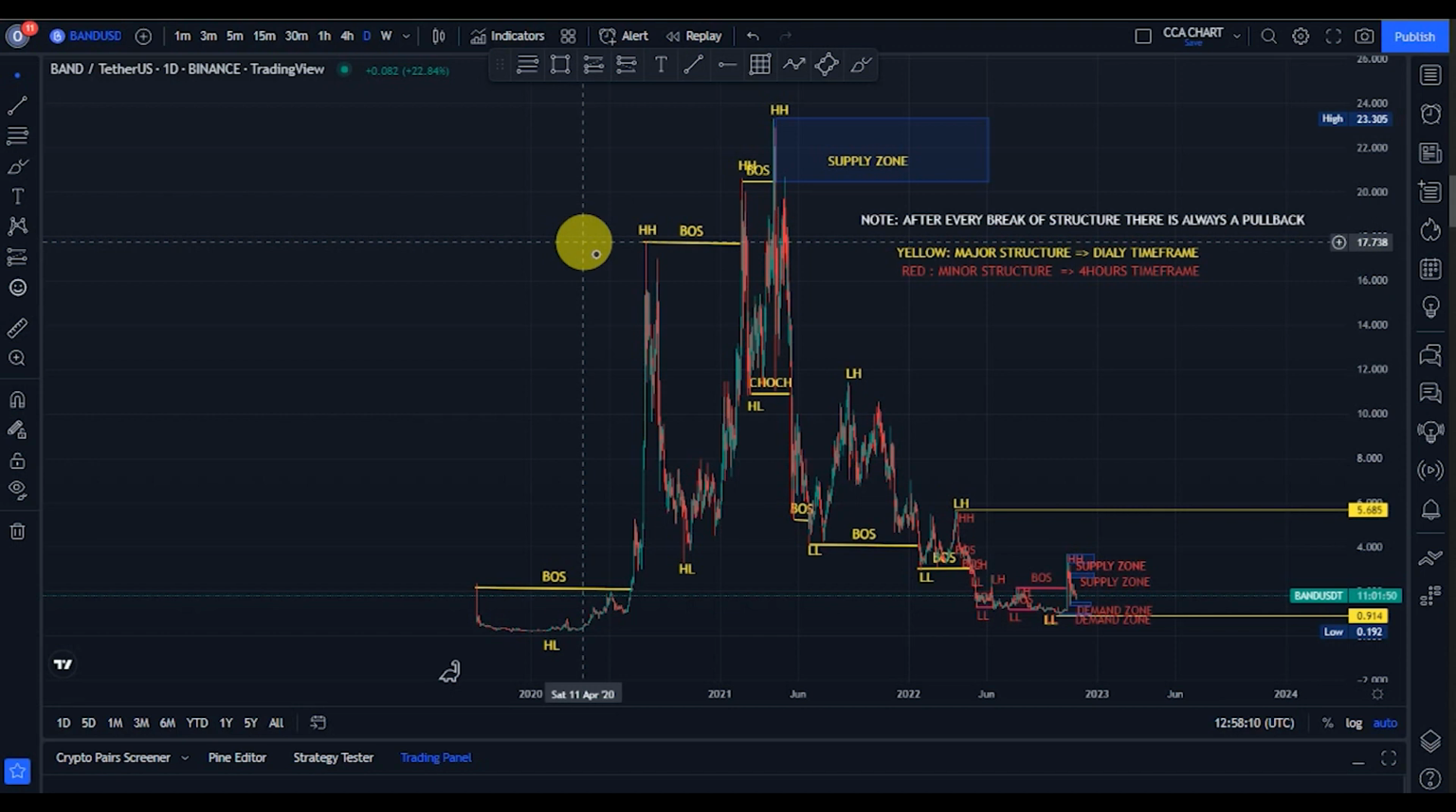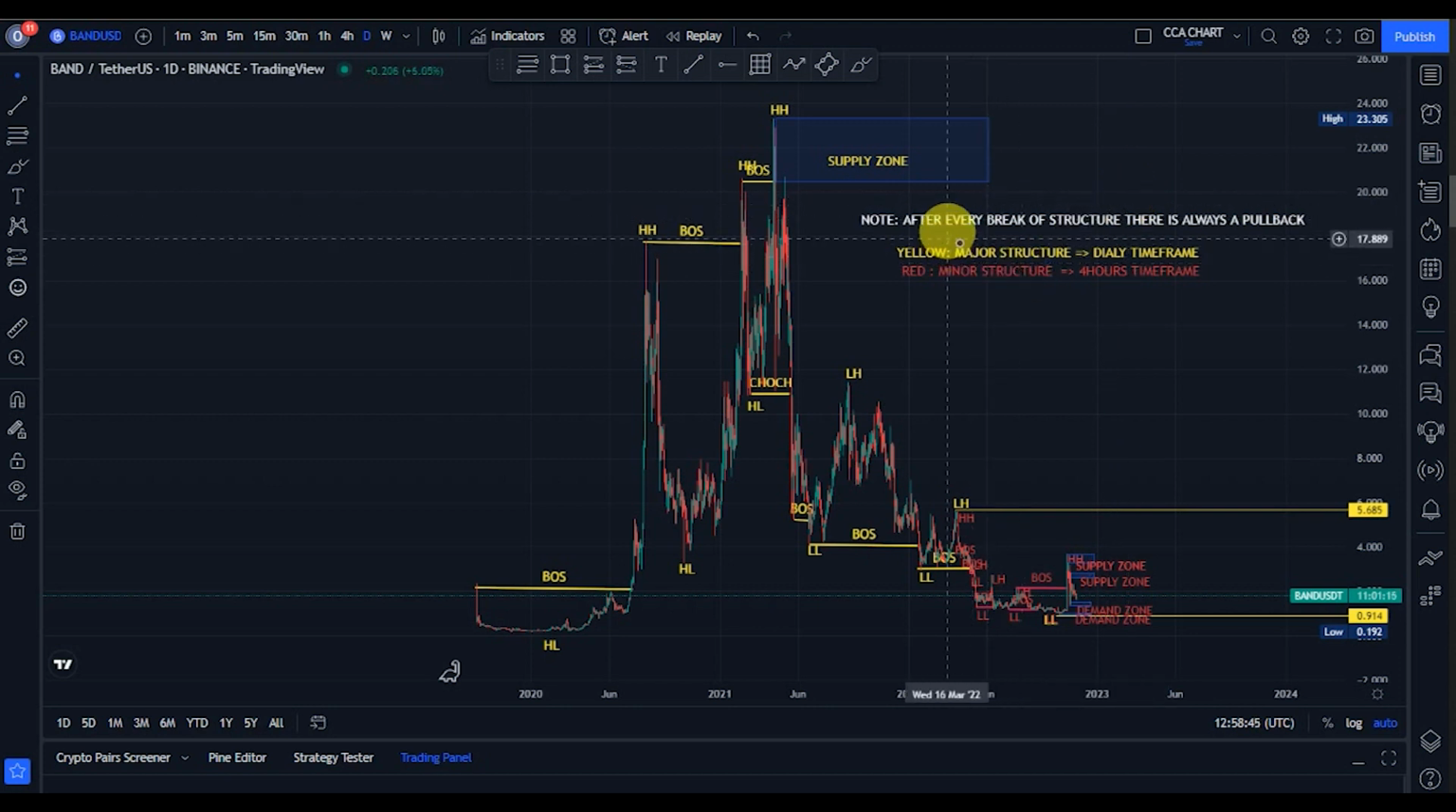So welcome to the Band protocol against USDT price chart. As you can see, I've already labeled out my market structure. I use yellow to map out my major structure, which is my daily time frame, and I use red to map out my minor structure, which is my 4-hour time frame. So guys, the main purpose for this video is to use market structure to know our current position on the price chart, and also use the market structure to predict the possible next move of the market.